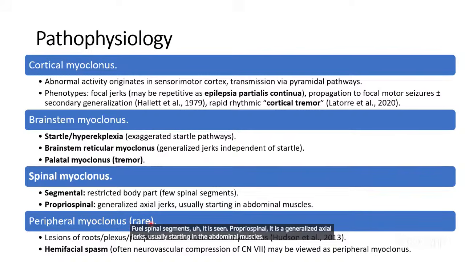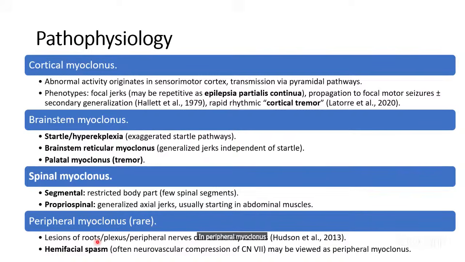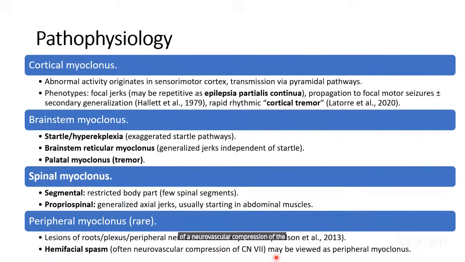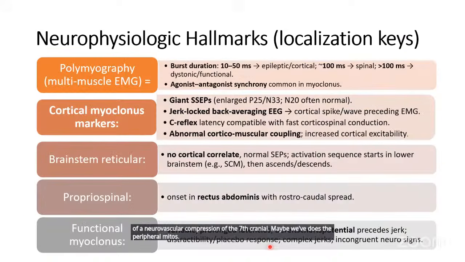In peripheral myoclonus, lesions of the root, plexus, or peripheral nerve can cause myoclonus. The most common thing we see is hemifacial spasm due to neurovascular compression of the seventh cranial nerve, which may be viewed as peripheral myoclonus.